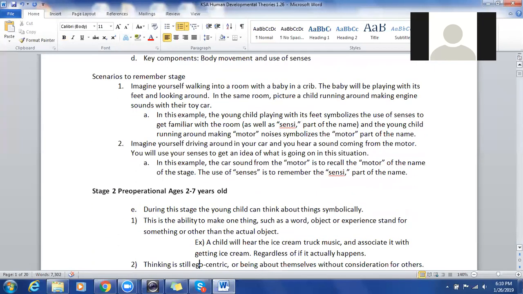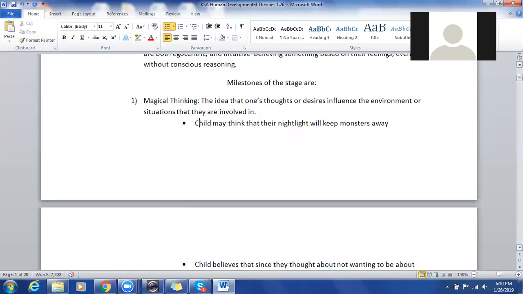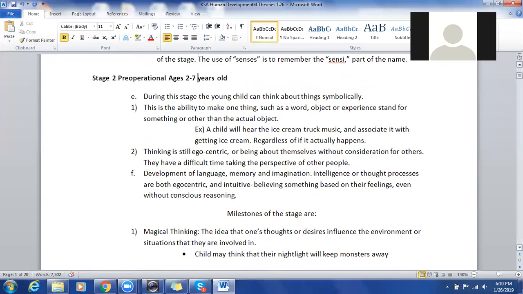Stage number 2 is the preoperational, and think about this as before they're able to actually do operations. So it's all based on symbolic thought around objects. During this stage, the child can start to use some type of imagery. And this is their ability to make one thing, such as a word, object, or experience, stand for something other than the object. You see this all the time.